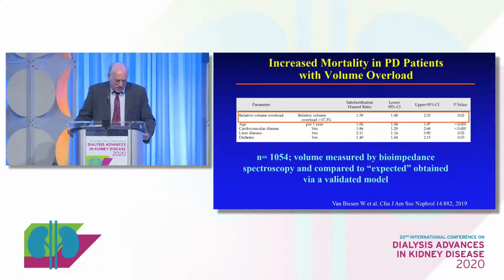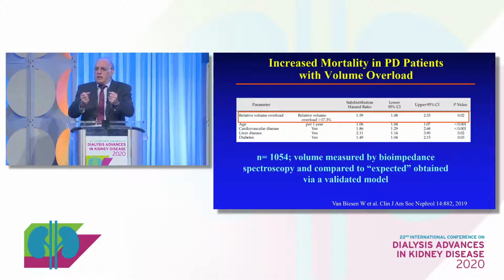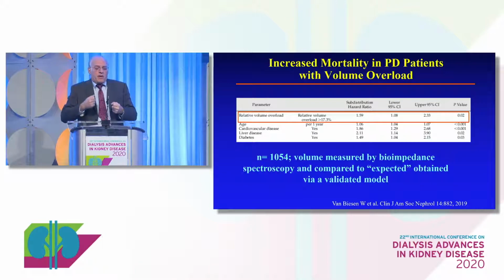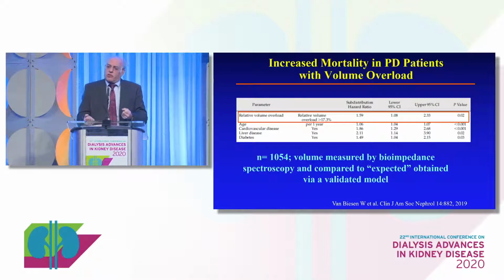And this is a relatively recent study looking at the predicted total body volume from a model that has been verified and established, and the comparison by bioimpedance of the patient's actual volume status. And you can see that if a patient is more than 17.3% volume expanded, it is associated with an increased hazard ratio for mortality. So nothing new here. We all intrinsically know this.